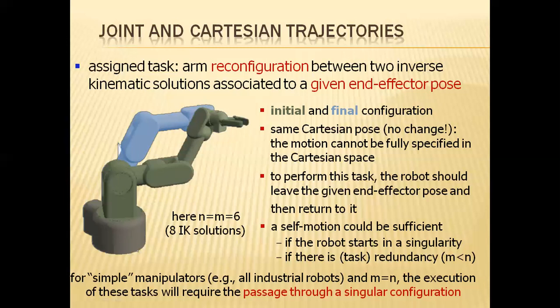We have solved n number of problems also in the classwork itself. Here we are considering n equal to m equal to 6, nothing but 6 degrees of freedom. To perform this task, the robot should leave its end effector pose and then return to it. Only this particular joint has been shifted and there is no imposing on this particular end effector. Hence the end effector will be neglected here because there are no further changes in the end effector.